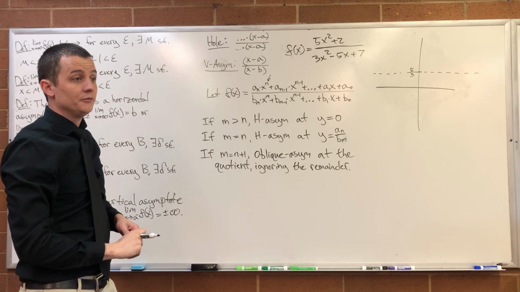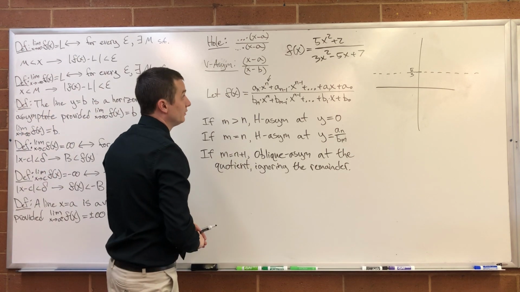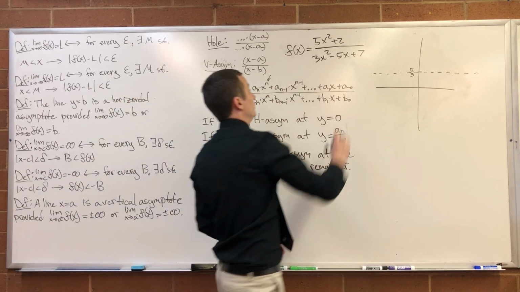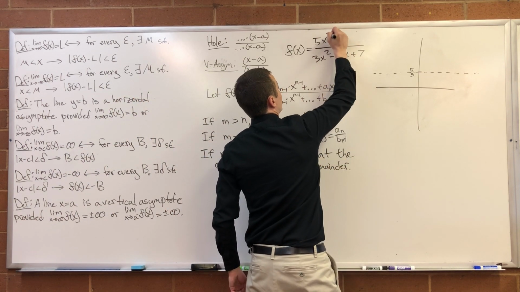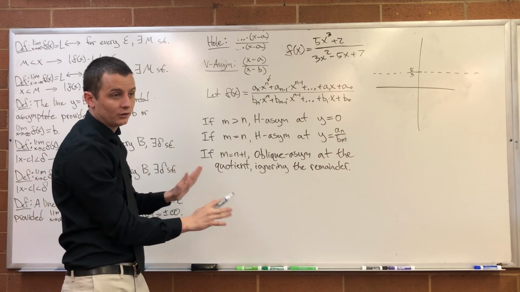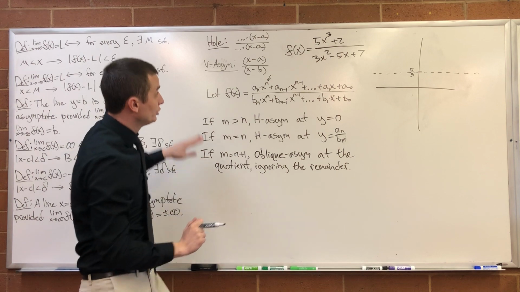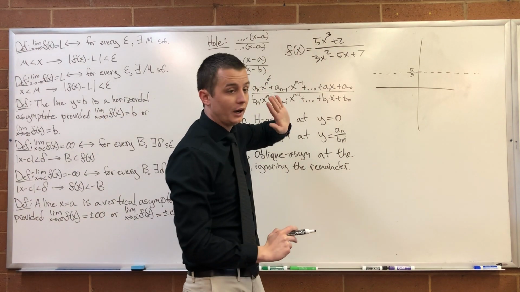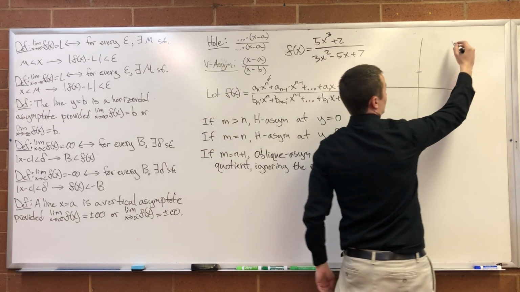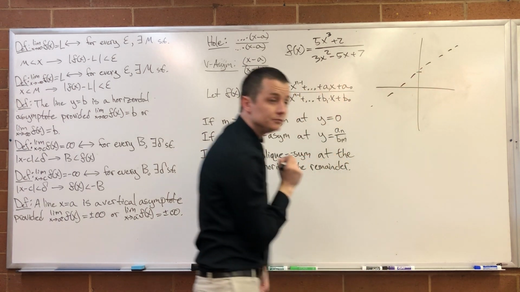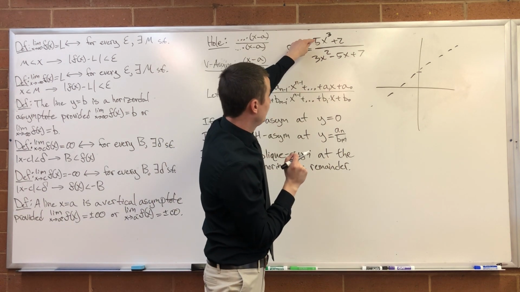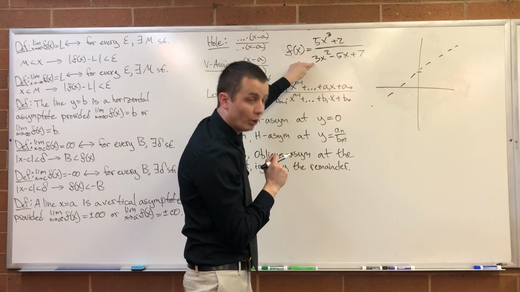Now the last case is when the numerator is 1 degree higher than the denominator. If it's more than 1 degree higher, we don't say anything about it. We can't conclude anything about it. But if the numerator is only 1 degree higher, then you have an oblique asymptote. So this is going to be an asymptote that's slanted somehow. And how do you find that asymptote? You do this divided by this, and then you ignore the remainder.